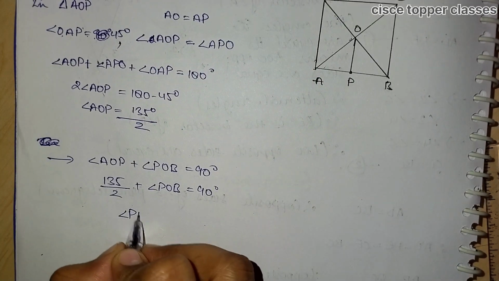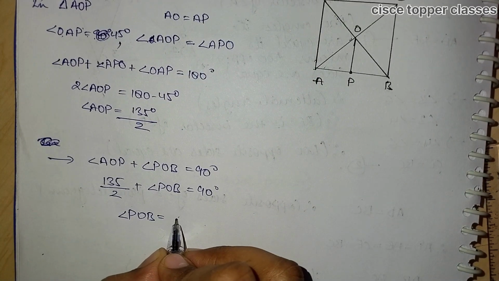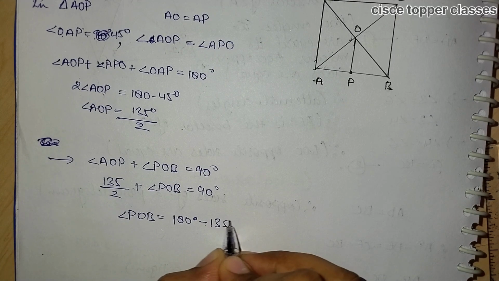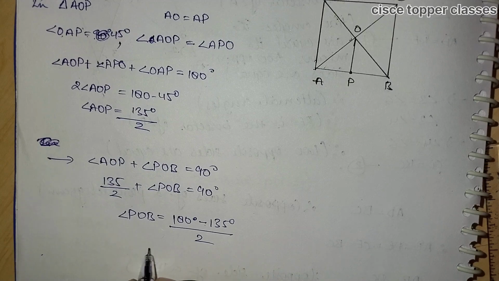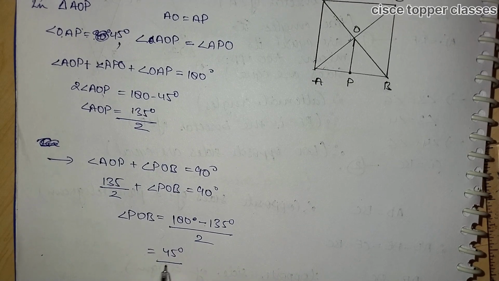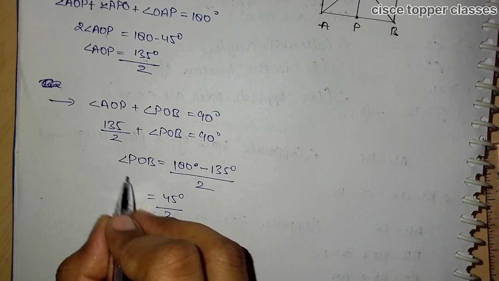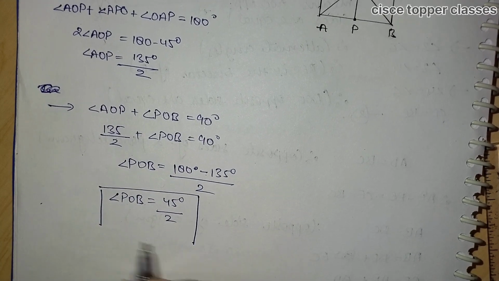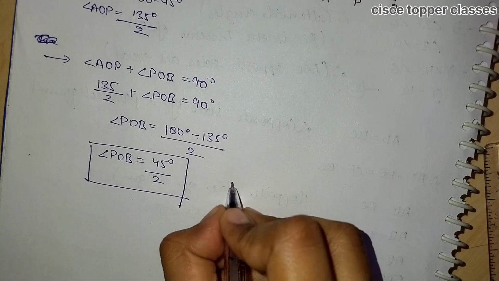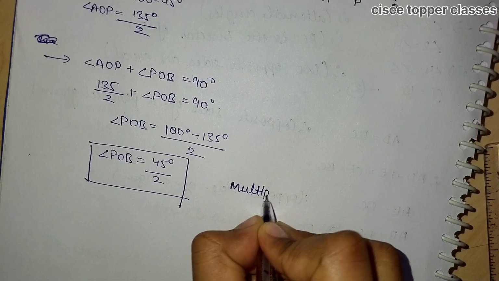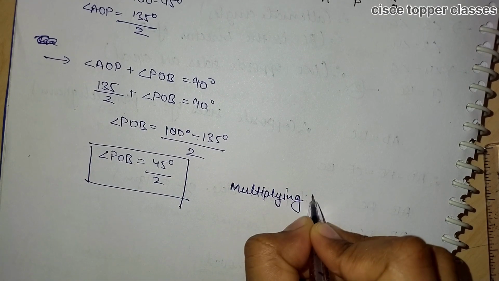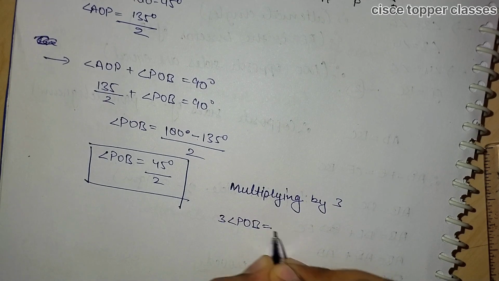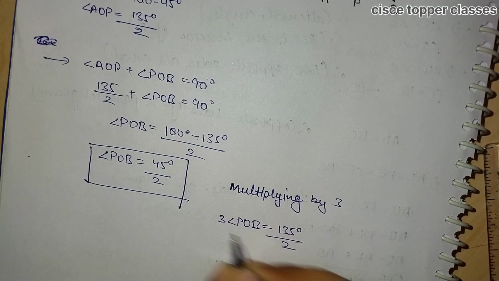Means this will be angle POB equal to (180 degree minus 135) divided by 2. So it will be 45 degree divided by 2. As this is angle POB which we have to compare, we will multiply it by 3. So multiplying by 3, we will get 3 angle POB is equal to 135 degree divided by 2.